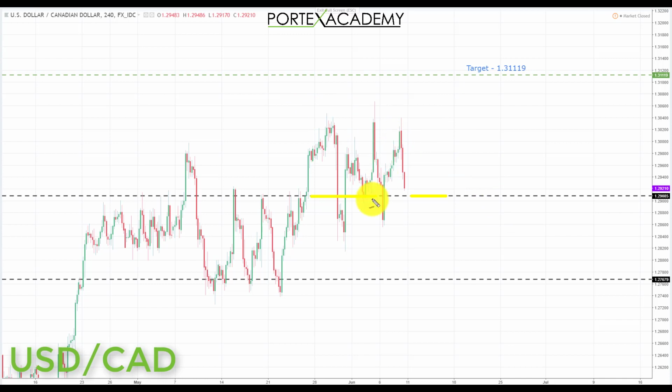US dollar CAD last week was a really horrible type of price action. I mean, it was just so choppy here, and you can see we pretty much once again ended the week as we started the week, and another example of the corrective nature of the markets last week.